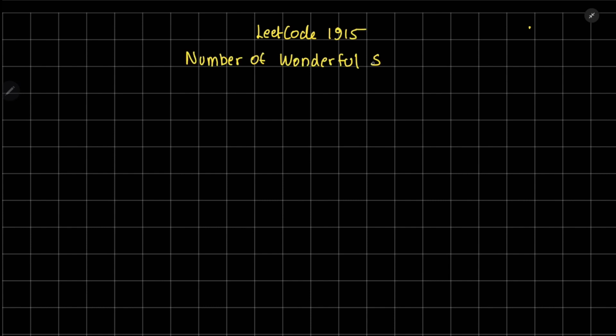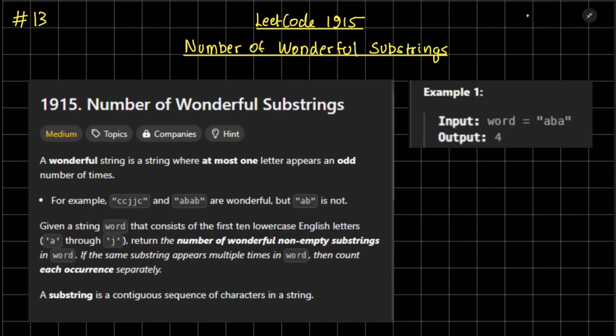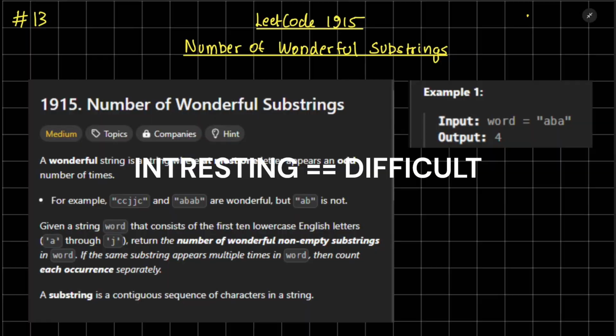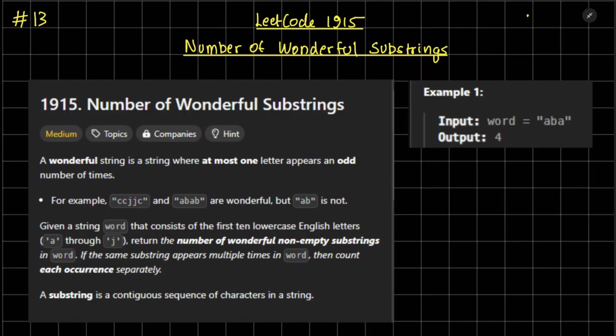Hello everyone, let's look at LeetCode problem number 1915, Number of Wonderful Substrings. So this is an interesting problem. What we have to do here is that we are given a string. Example here is ABA, and we have to find the wonderful substrings.